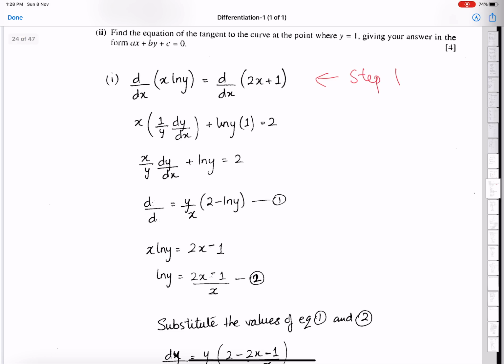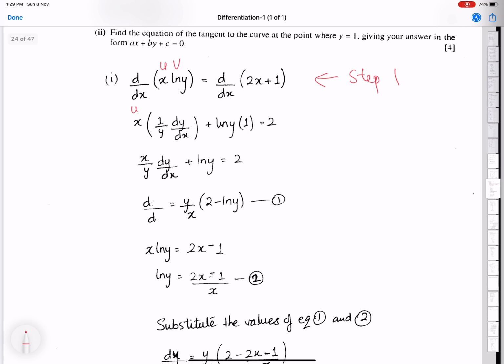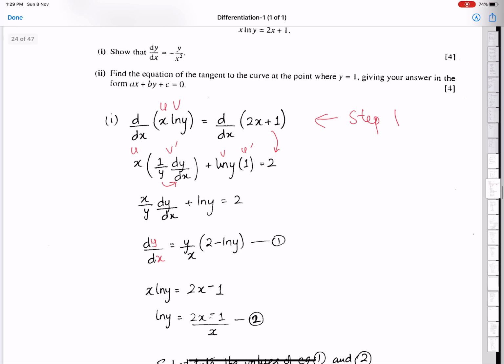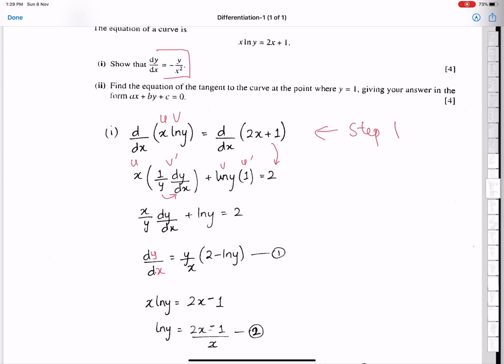Well, since this is uv, according to uv, this is u and this is v prime. V is implicit, so multiply the differential of the implicit by dy upon dx, and this is v and this is u prime. The right side is simple, explicit, so the answer is 2. This is dy upon dx. But see, in the answer, we don't have the ln y here. So we need to substitute this ln y in order to prove this answer.